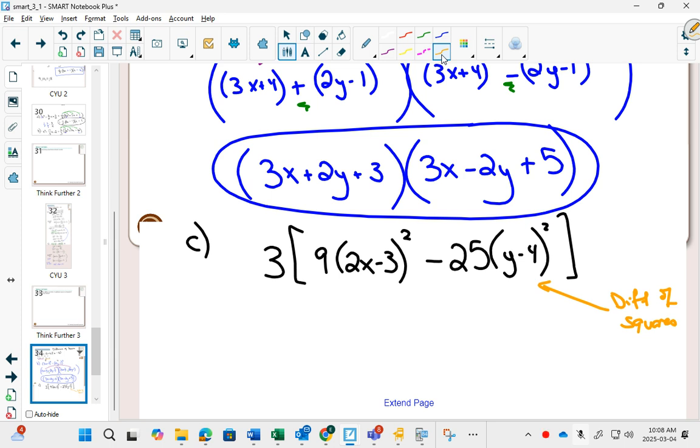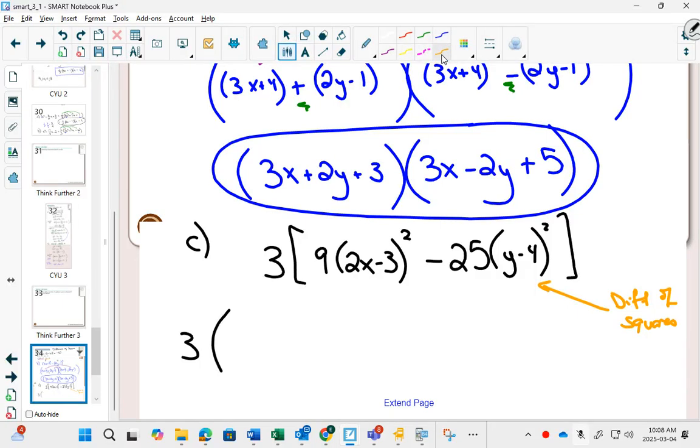So a lot of math is about recognizing stuff. How quickly can you see a difference of squares? I see the difference. The 2x minus 3 is squared. Now the 9 out front is 3 times 3. The y minus 4 is squared, but now the 25 out front is actually 5 times 5. This makes a perfect difference of squares.